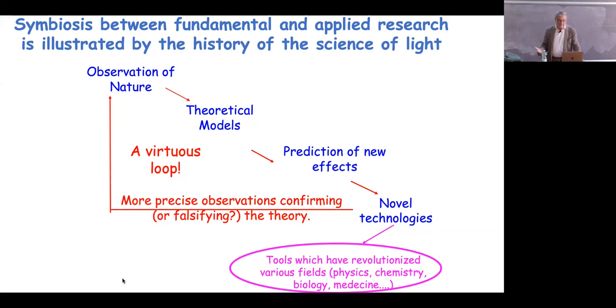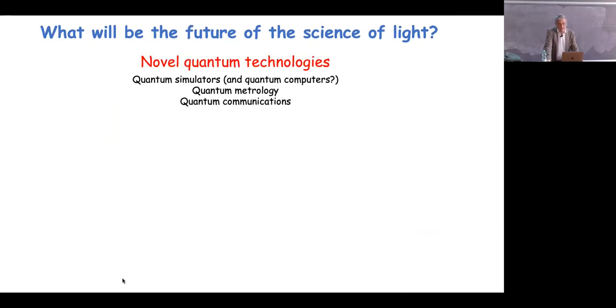And in the meantime, the novel technologies give you tools which have revolutionized various fields in physics, chemistry, biology, and medicine. I gave you many examples of that. What is in store in the future? Of course, everybody hopes that we get novel quantum technologies out of these quantum simulators, maybe one day quantum computers. You can use these systems to do more precise measurements, quantum metrology. I gave you an example with atomic clocks. Quantum communication also uses entanglement of photons, for instance, propagating in optical fibers or in free space.